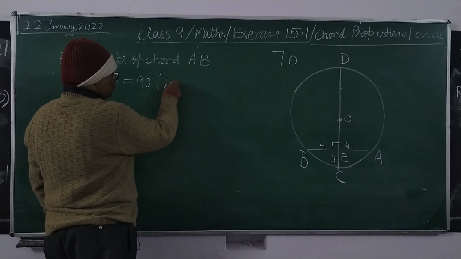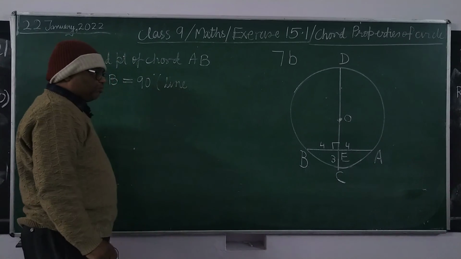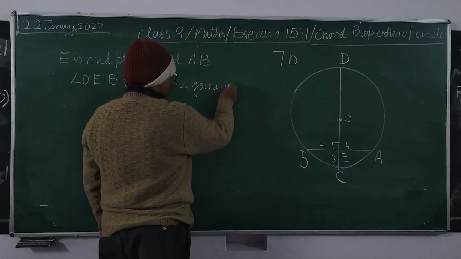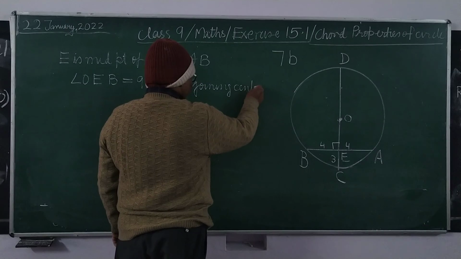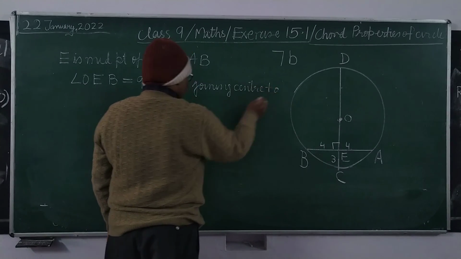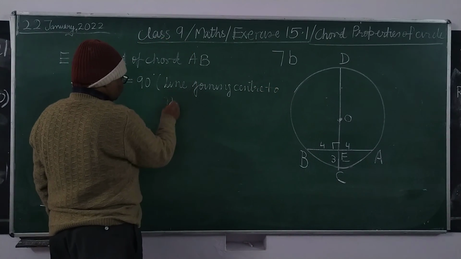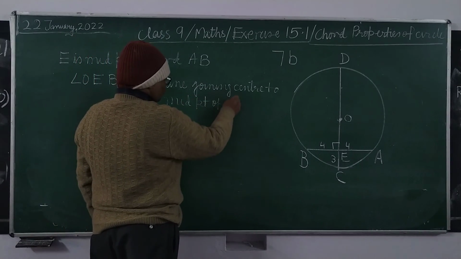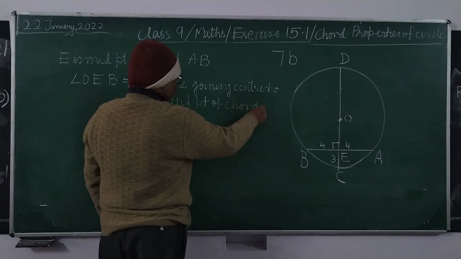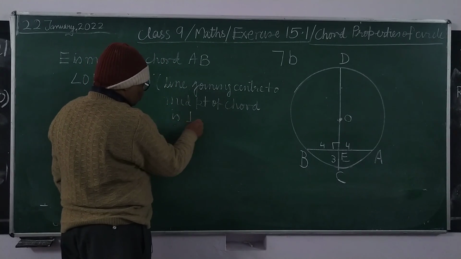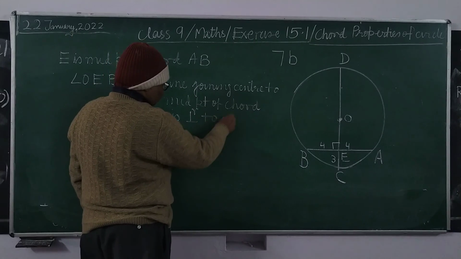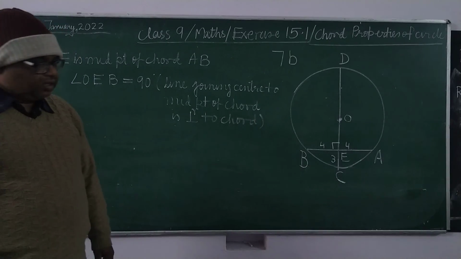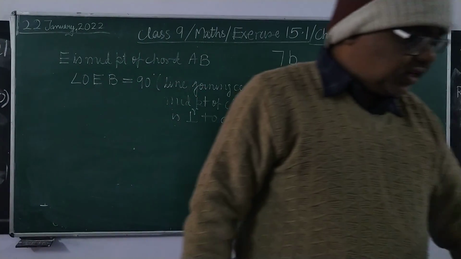Because, this is the second theorem, line joining center to midpoint of chord is perpendicular to chord. Means this angle is equal to 90 degree. Now you have to determine the radius.